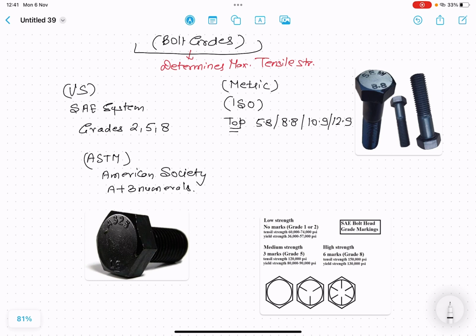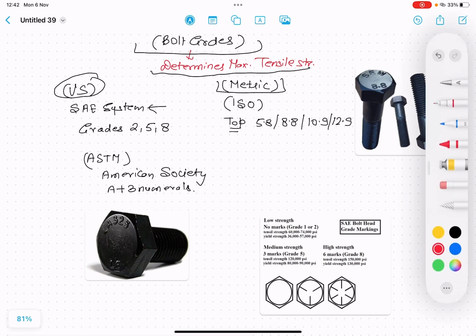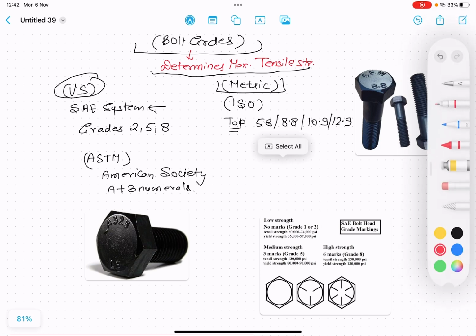a bolt can handle. Okay, there are basically three criteria for defining the bolt grades. Three systems are used. One is the US system, the SAE system, the other is the metric system, and the third is the ASTM system. So these are the three ways of defining the bolt. Now we will discuss all these criteria one by one.